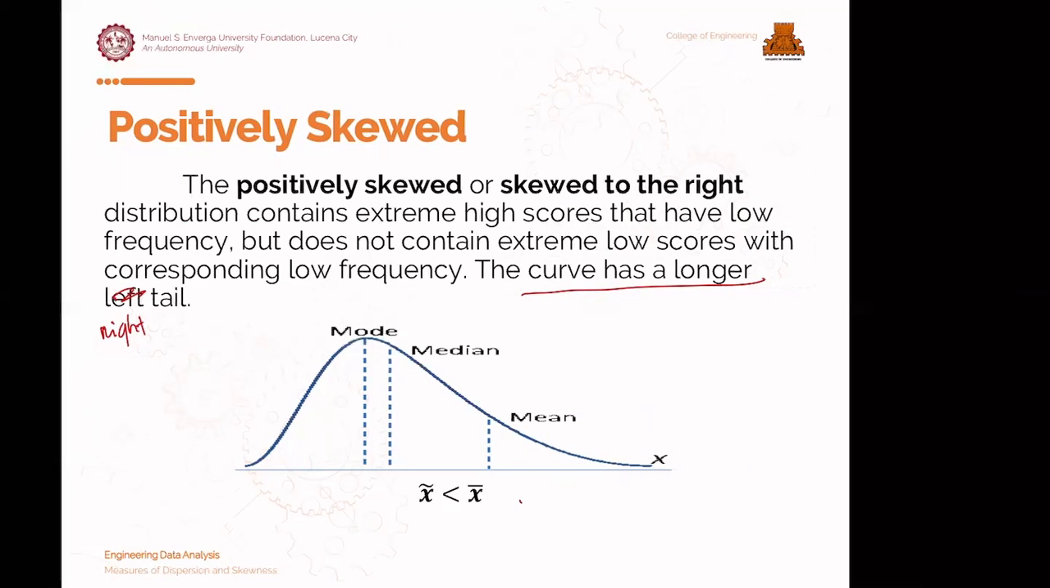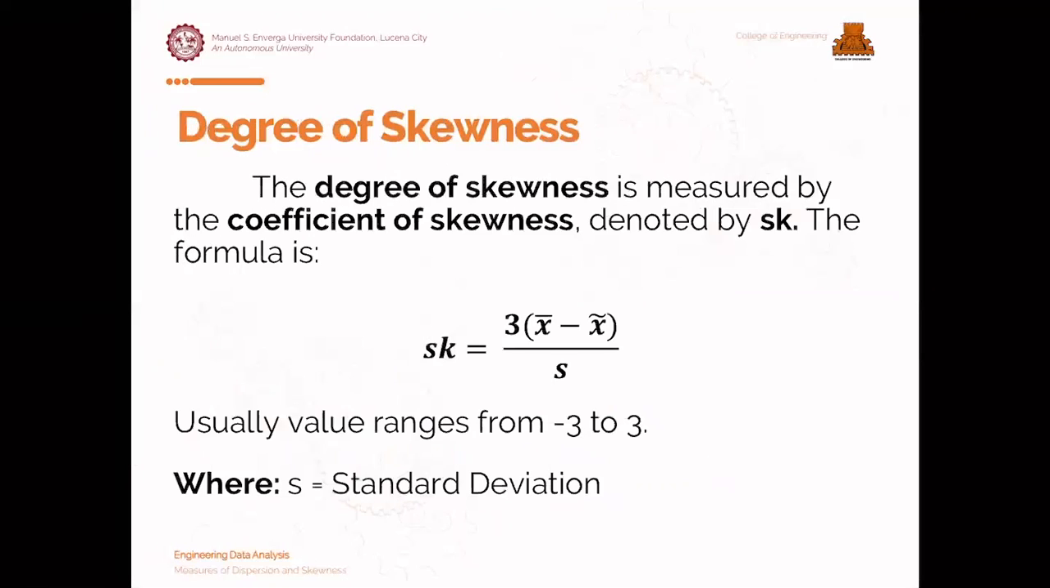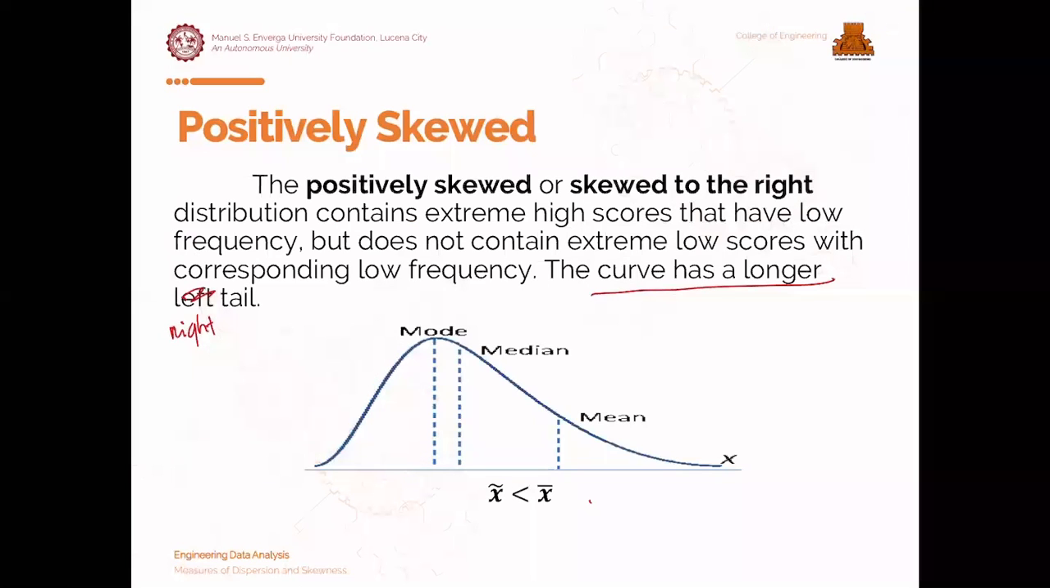And then, yan, yung degree of skewness. So, malalaman daw natin kung positively skewed o negatively skewed siya by calculating the coefficient of skewness natin, denoted by SK, na ang formula niya is 3 times yung mean natin minus yung median natin, all over yung standard deviation natin. Okay? So, basically, kita nyo dito, lagi siyang kino-compare sa median lang, no? Mean and median lang yung kino-compare, no?